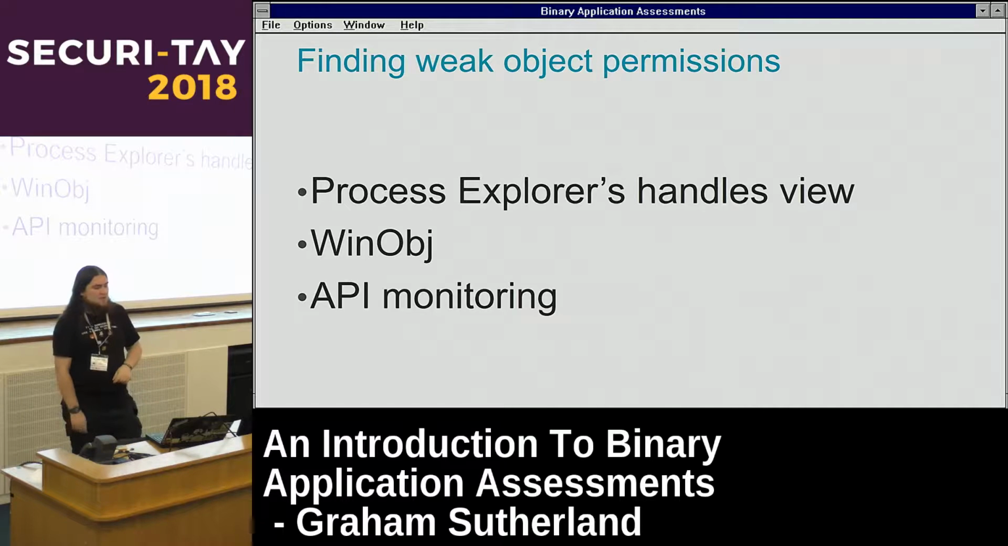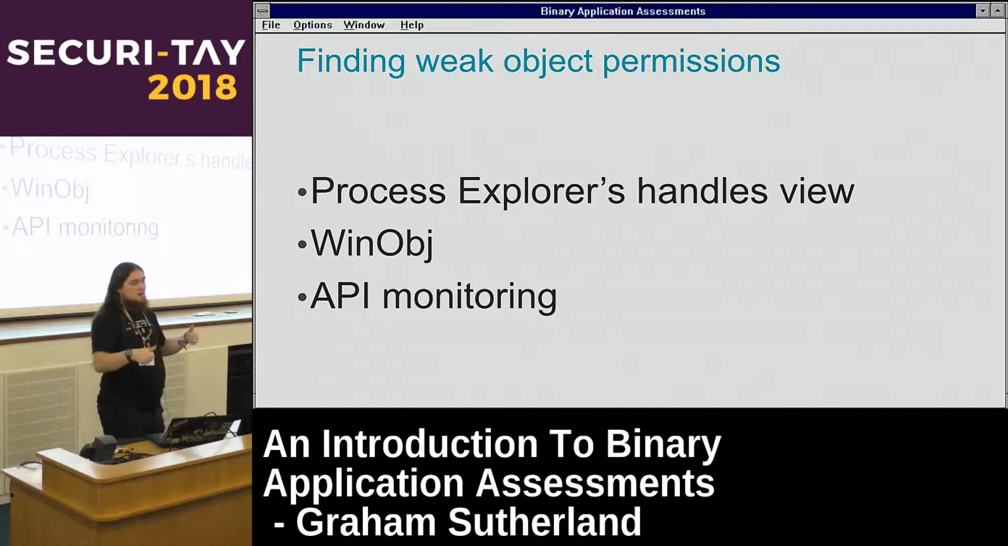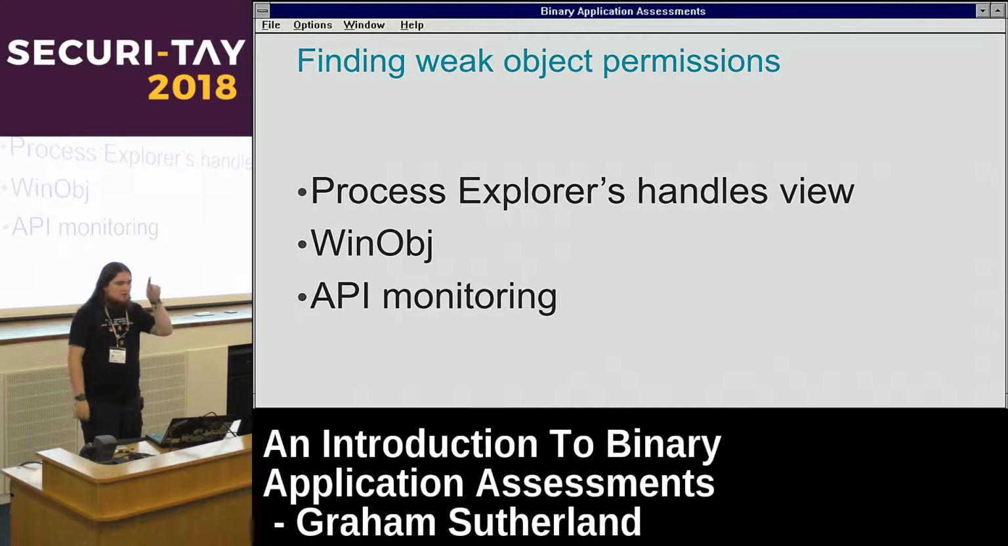Finding the weak object permissions. Process Explorer's handles view is great because you can see what objects a particular process has handles to, which is great if you're targeting a particular application. You can use WinObj to then go through and look at them a bit more.